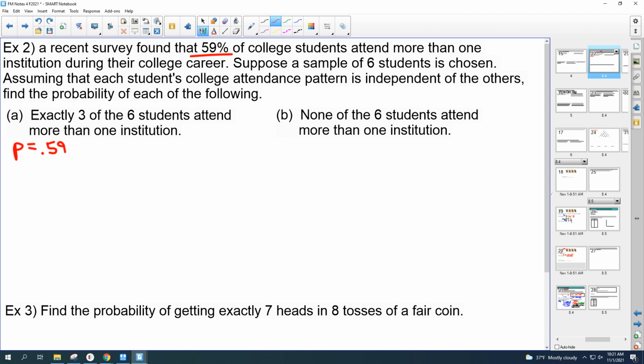This is a binomial problem. All right, so we've got 6 students, that's n, and we want exactly 3. So we're going to say 6 choose 3 times 0.59. And the way I remember it is you want 3 of them to do whatever the 59% is saying. And then that means there must be another 3 doing the 41%.